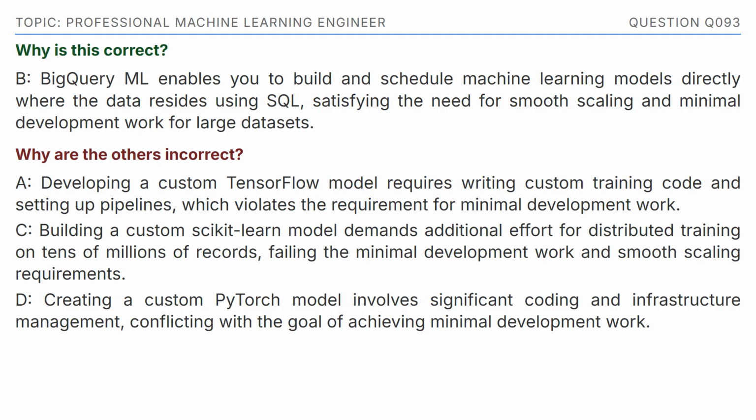A. Developing a custom TensorFlow model requires writing custom training code and setting up pipelines, which violates the requirement for minimal development work. C. Building a custom scikit-learn model demands additional effort for distributed training on tens of millions of records, failing the minimal development work and smooth scaling requirements. D. Creating a custom PyTorch model involves significant coding and infrastructure management, conflicting with the goal of achieving minimal development work.